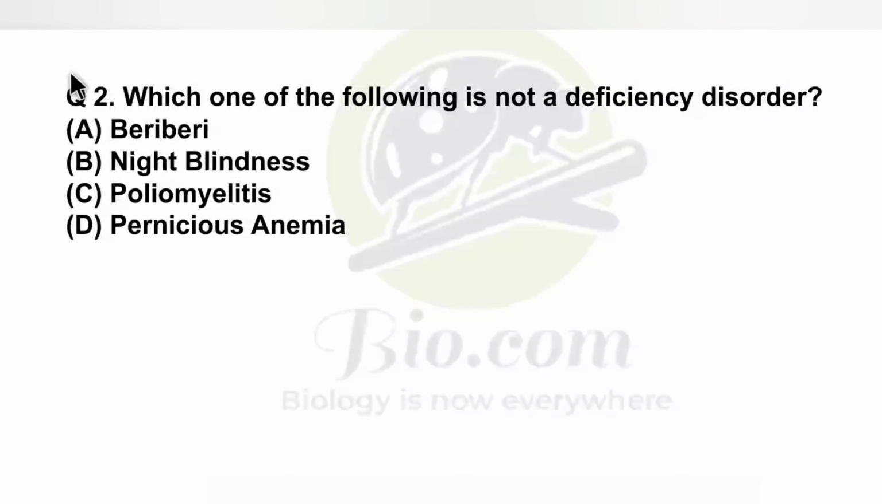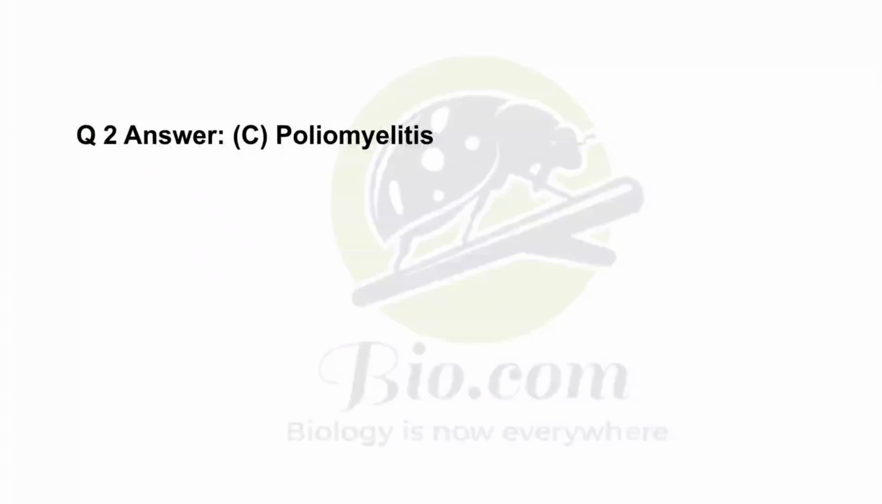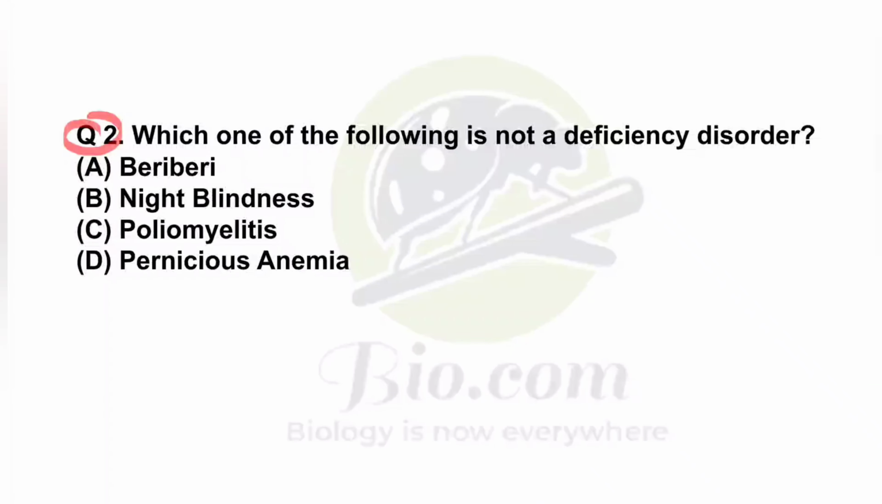Now question number 2. Which one of the following is not a deficiency disorder? A. Beriberi, B. Night blindness, C. Poliomyelitis, and D. Pernicious anemia. The answer for this question is C, poliomyelitis, because beriberi is a deficiency disease caused due to the deficiency of vitamin B1, also known as thiamine. Night blindness is caused due to deficiency of vitamin A, and D, pernicious anemia, is caused due to deficiency of vitamin B12.